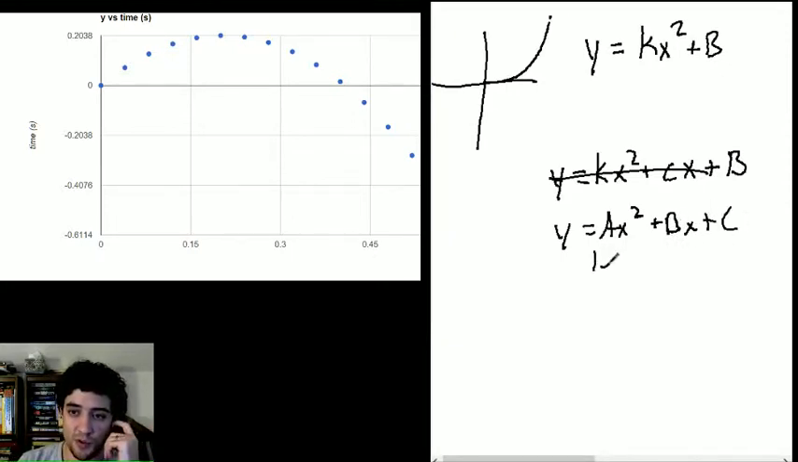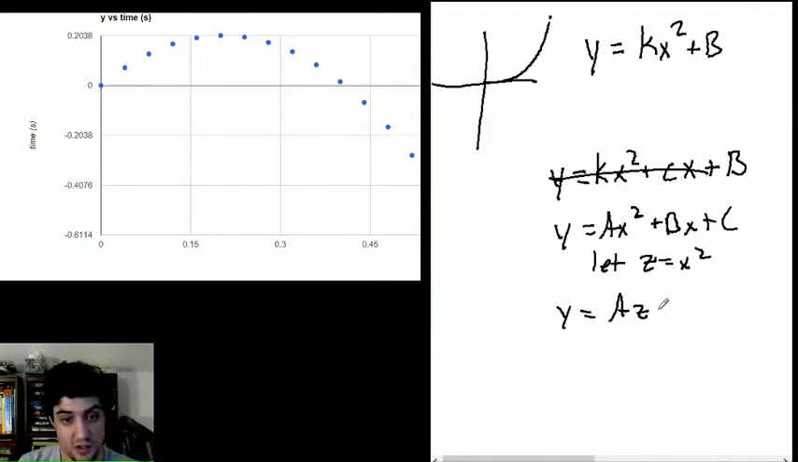And when we do our little trick here, so we let z be x squared, that's what we did, and we're like, okay, well then y is equal to az, that's good, there's our line right there, okay, but if z is x squared, then x is the square root of z? No, hold on, where are my tools? Erase.